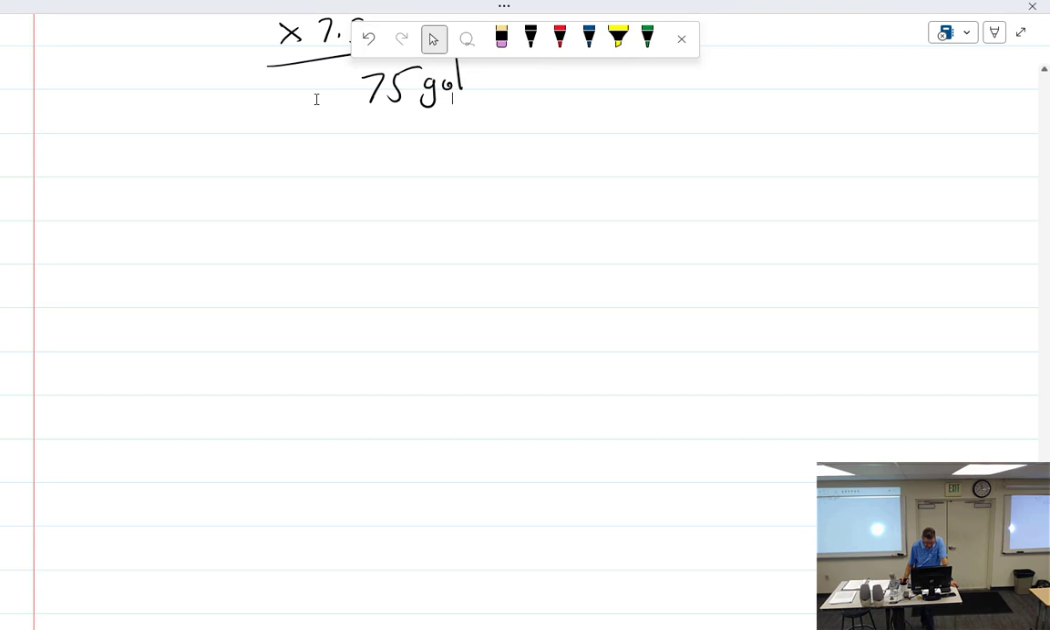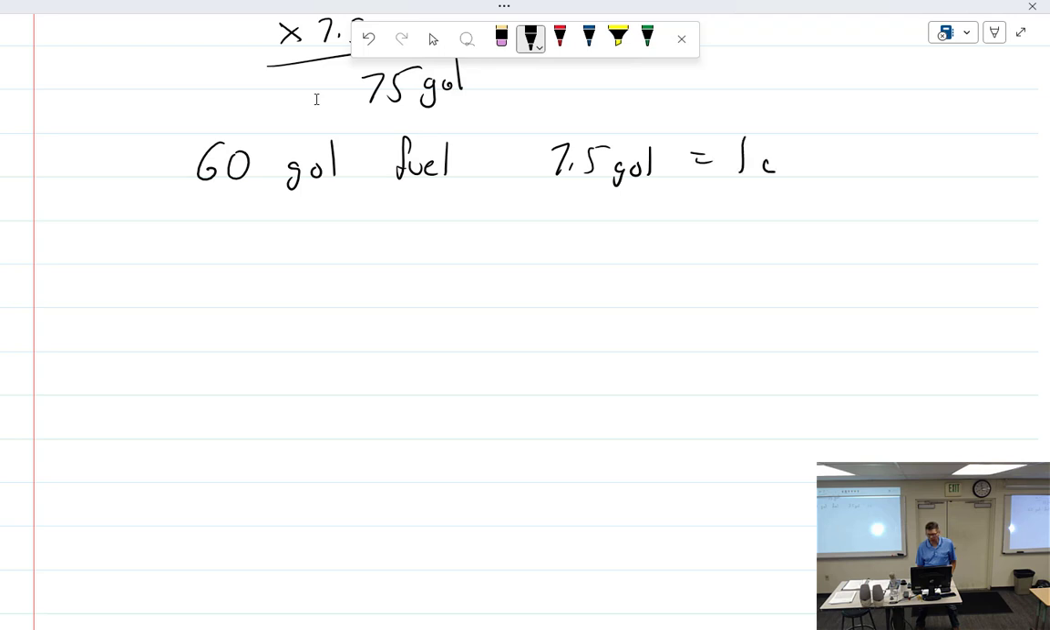I don't know if I wrote all this. Select the container size that will be equal to a volume of 60 gallons of fuel. Now, select a container size that will be equal in volume to 60 gallons of fuel. 7.5 gallons equals 1 cubic foot. That is part of the question. You don't have to memorize that. So what do we do there?